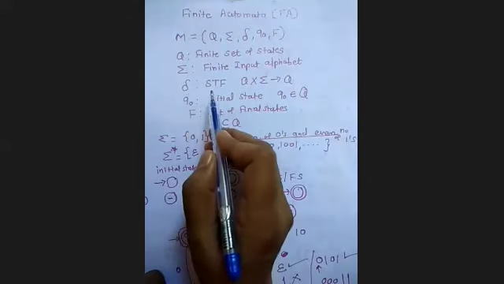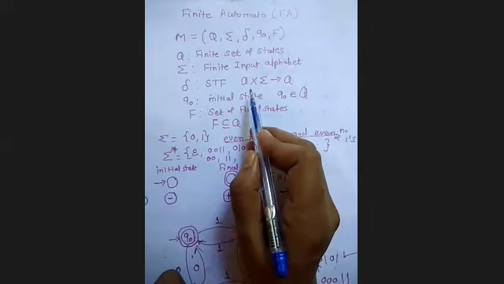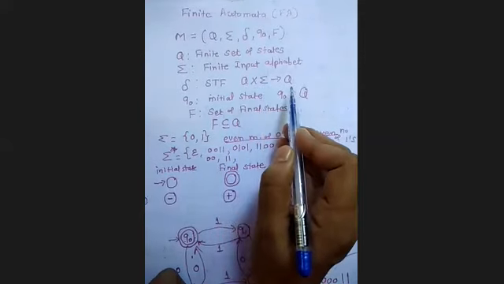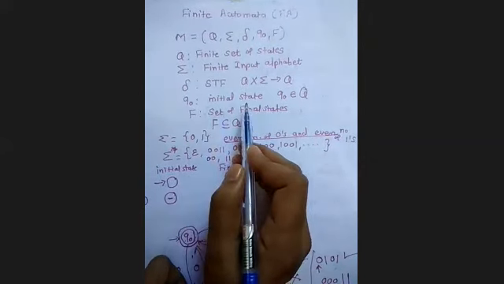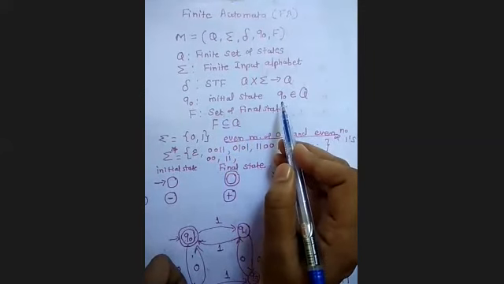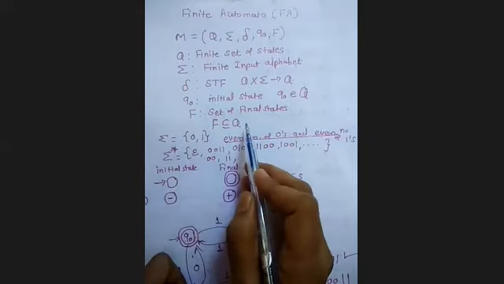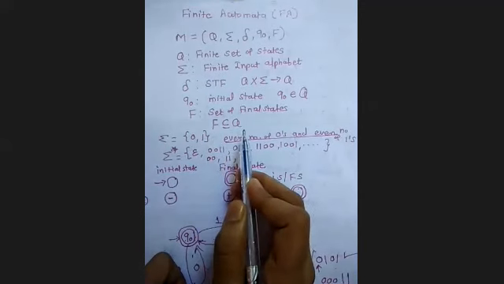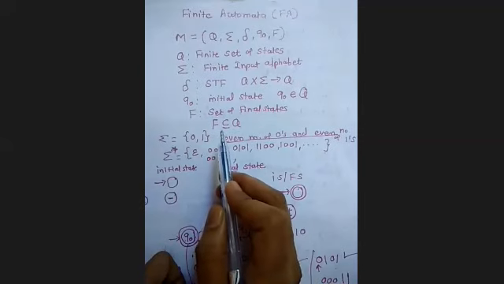Delta is the state transition function. How is it doing the mapping? Given the state and the input symbol, it determines the next state. Q0 is the initial state. Q0 will again be from the finite set of states, and F is the set of final states. So F is a subset of Q. So what we have seen is there is only one initial state, but there can be more than one final state.